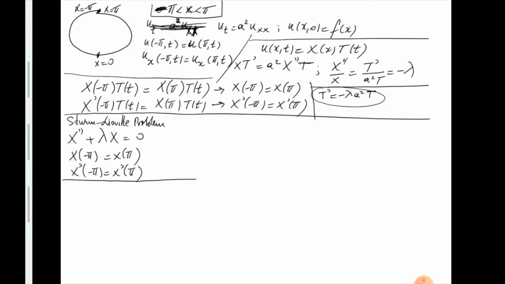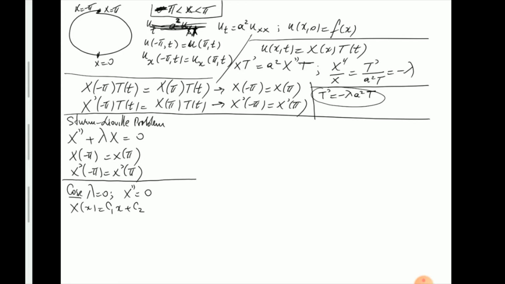So the first case is lambda is 0. And let's see if we end up having an eigenfunction in this case. So of course, if lambda is 0, the equation in big X is X double prime equals 0, which means big X of little x is a linear function in x, c1 x plus c2. We integrate twice.